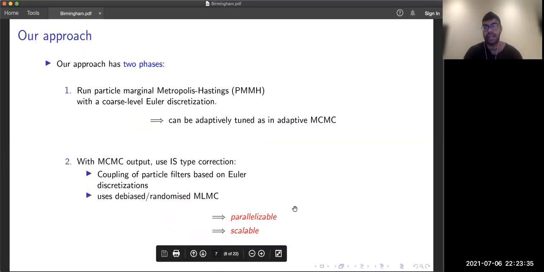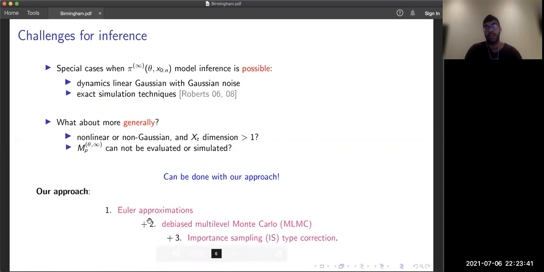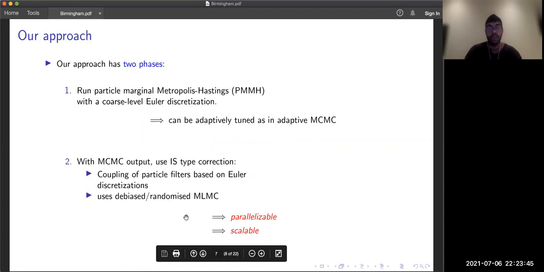And essentially this slide just verifies what I've just said. So what we're going to consider is two phases. We're going to split up these three ideas in our approach into two phases to simplify things. The first thing that we're going to do is run a particle marginal Metropolis-Hastings method.